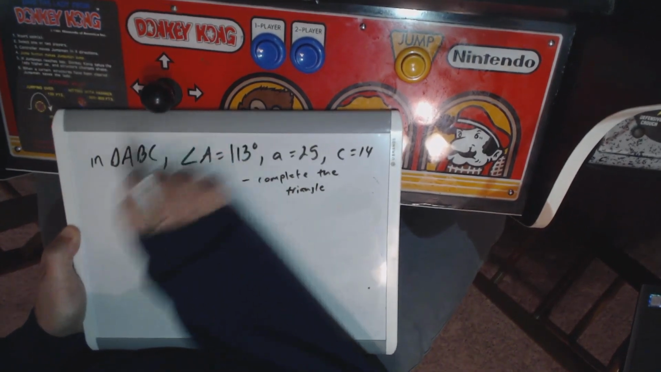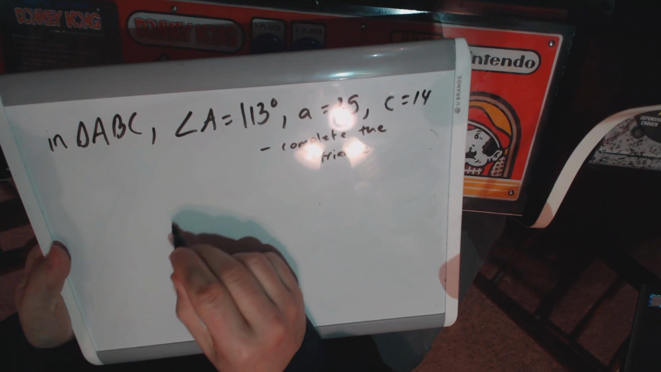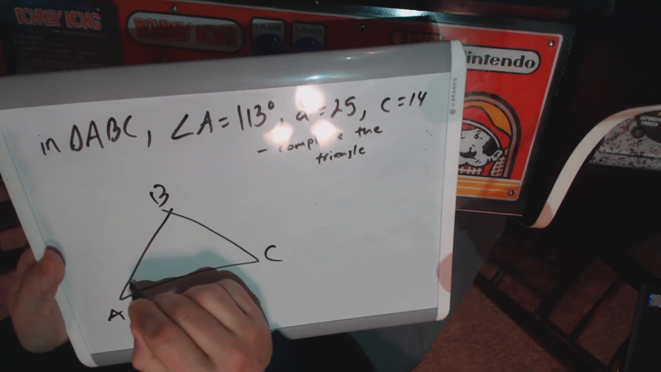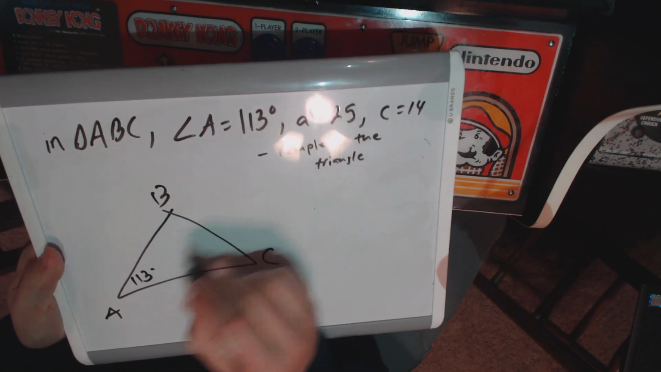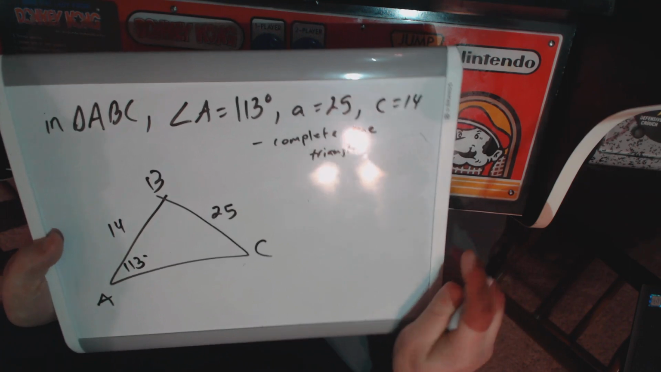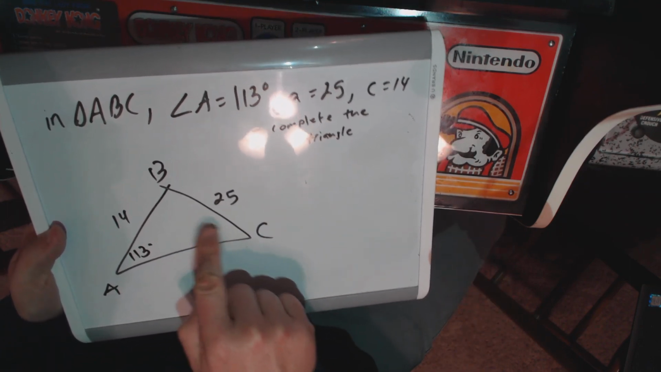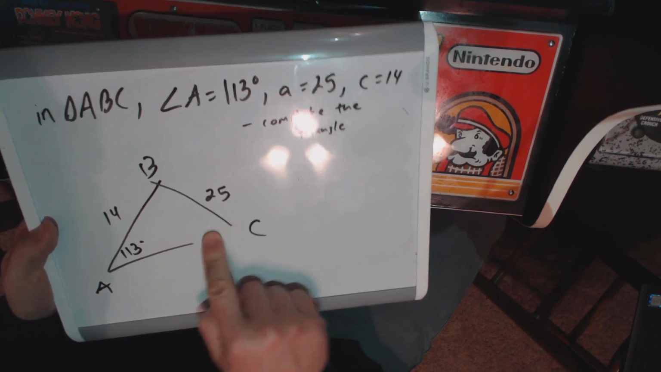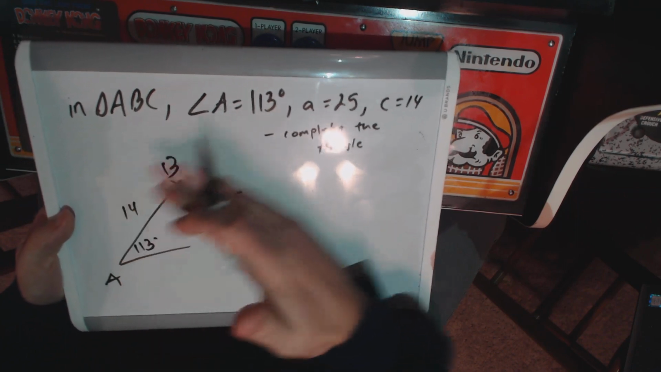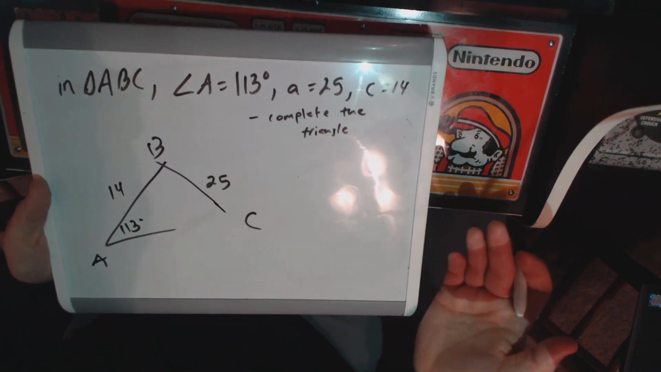If you look at what they gave you, so let's just say I had this A, B, C. They said this is 113, right? They said this is 25, and they said this is 14, okay? The reason this can be ambiguous is they didn't give you these two angles, right? So as long as this was 25 and this is 14, I could kind of hinge that how I wanted to. You see what I'm saying? That's why there are different scenarios that could pop up with this.